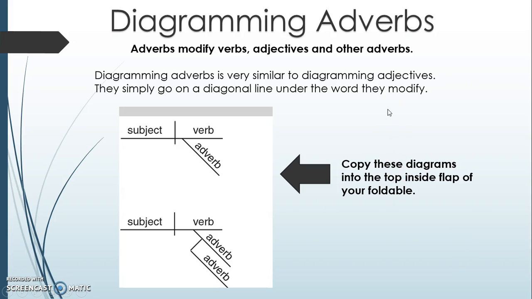Okay, so we're going to work with the adverb section first. So open that flap, and on the top of the flap, I want you to copy this diagram in there. You don't need to do both. So diagramming adverbs is very similar to diagramming adjectives. They simply go on a diagonal line under the word they modify. This would be an example of like very happy or very happily ran the race. Okay, copy this one down.